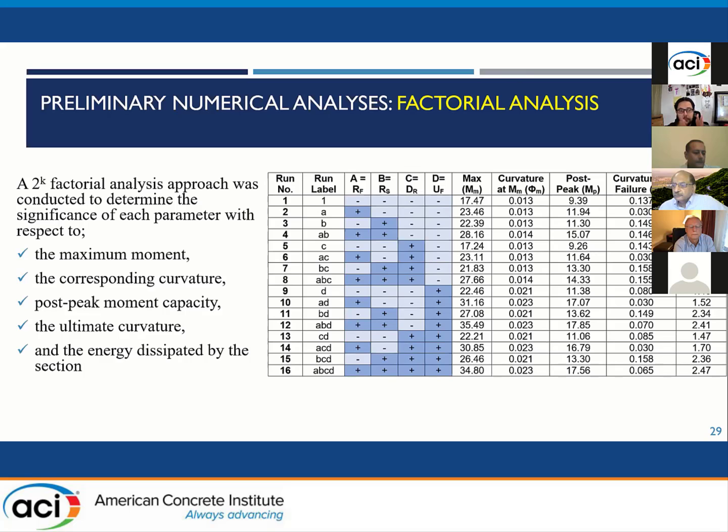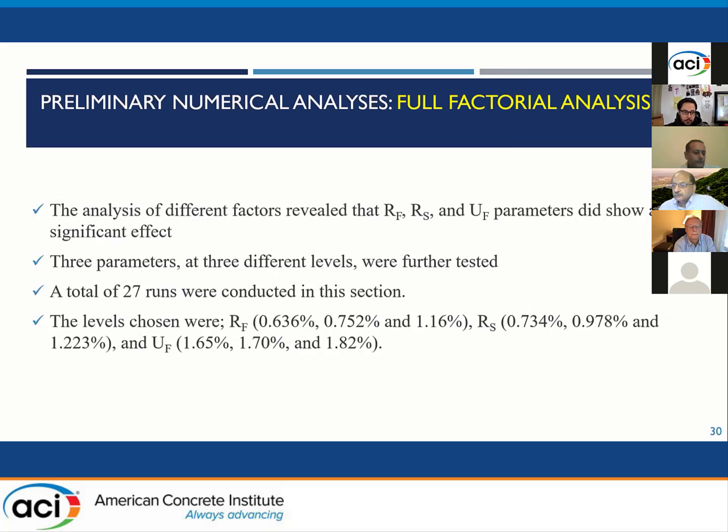And from there, we were capturing the maximum moment, the corresponding curvature at that maximum moment, and the post-peak capacity. I mean by that, the moment after the maximum: how did it drop? Did it drop significantly, or is there still a holding capacity in the section? And the energy dissipated by the section. The analysis revealed that the reinforcement ratio for steel, FRP, and the ultimate strain of GFRP are the more significant effect factors.